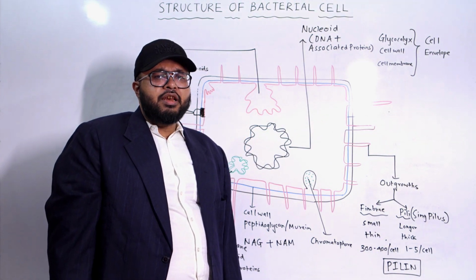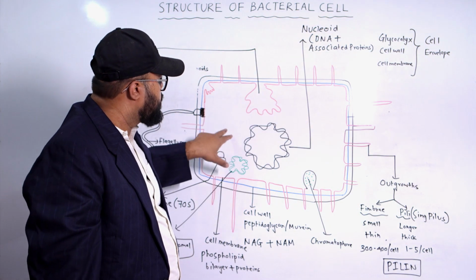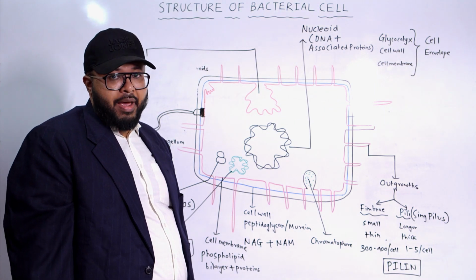In some photosynthetic bacteria, membraneless vacuoles called gas vacuoles are present in the cytoplasm. They provide buoyancy to the bacteria.